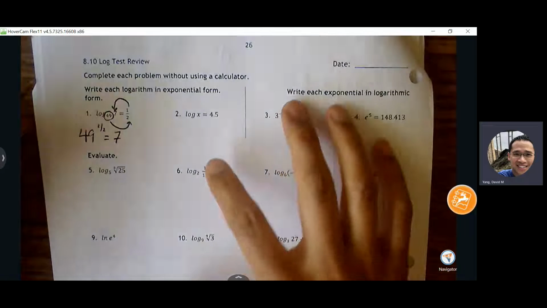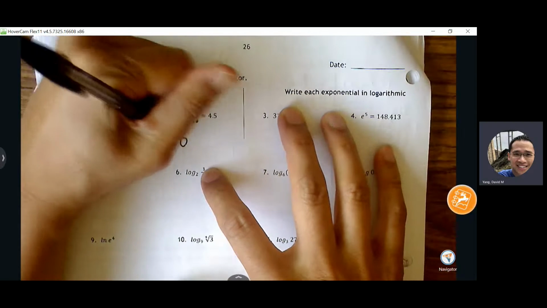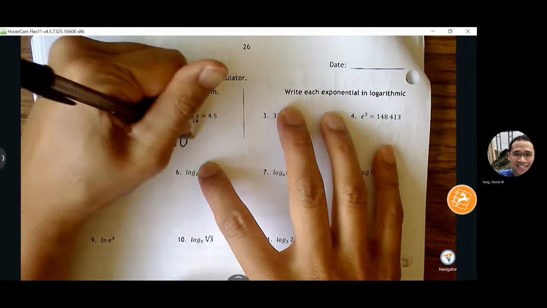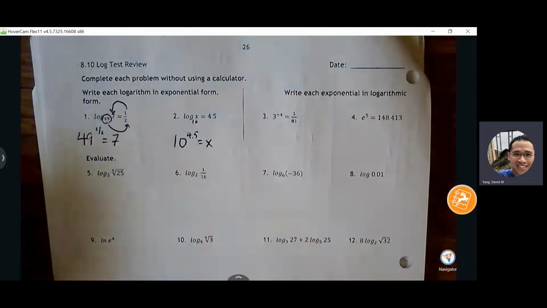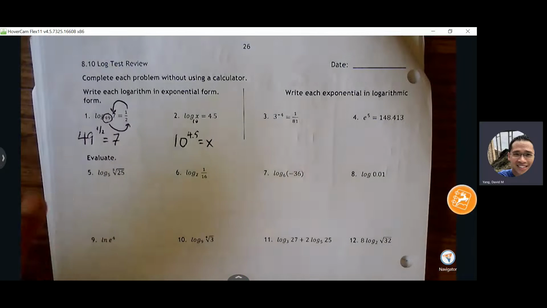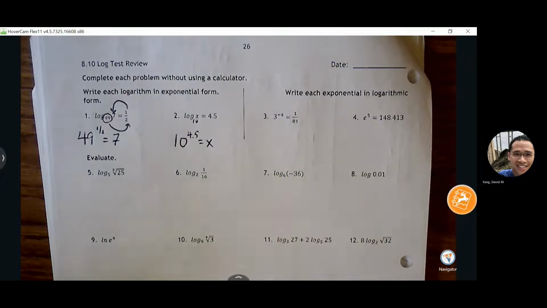Okay, number 2, what's the base? 10. 10 raised to the power equals. Good. So when you go from log to exponential form, your log notation drops out, right? There's no more logs in exponential form.